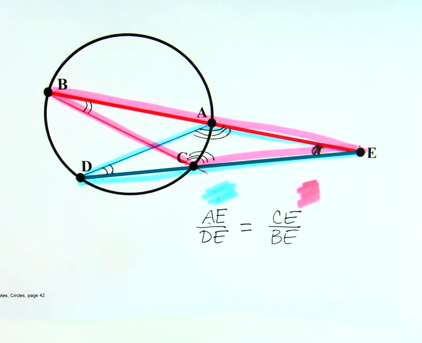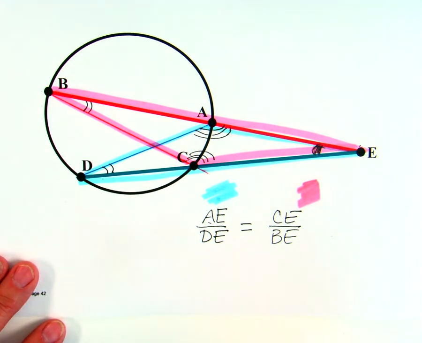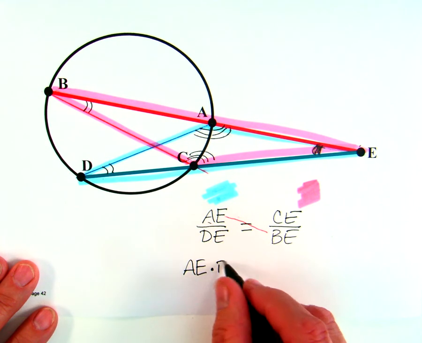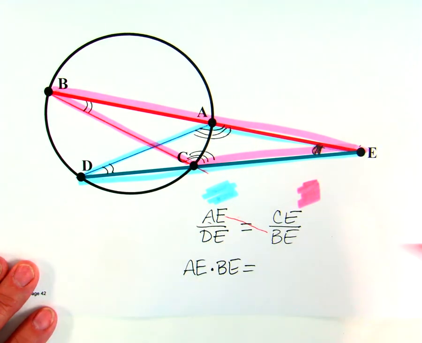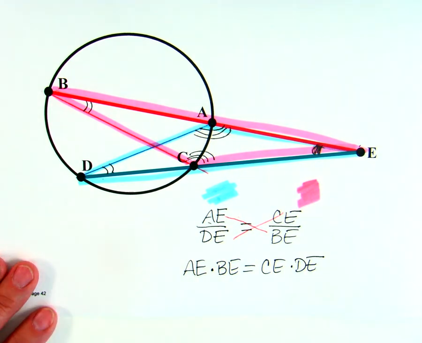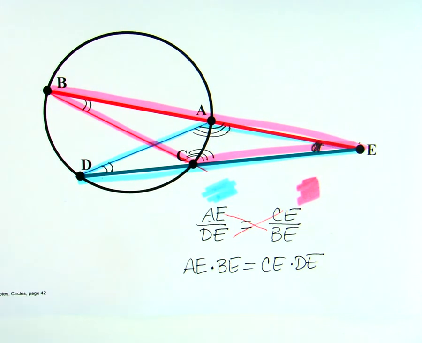Because corresponding parts of similar triangles are proportionate, we can write this proportion. And again, for reasons you'll see in just a moment, it'd be really handy to work this as a solved proportion instead of a proportion. So I'll do my cross multiply. AE times BE is equal to CE times DE. We have a theorem about that, and here it is. Segments of secants.